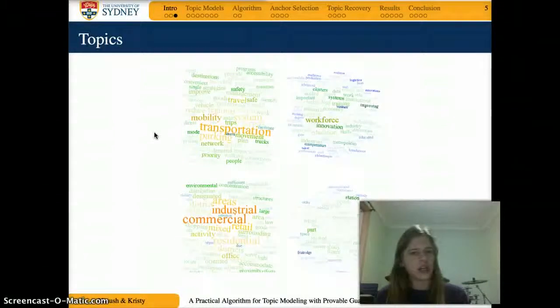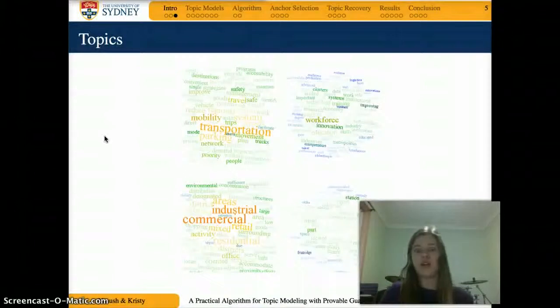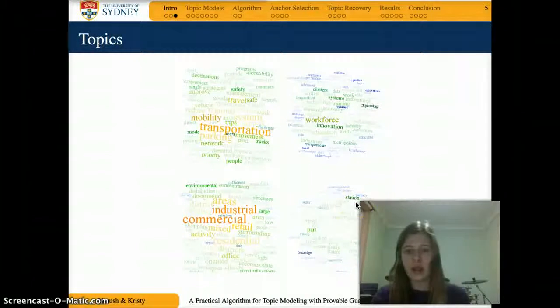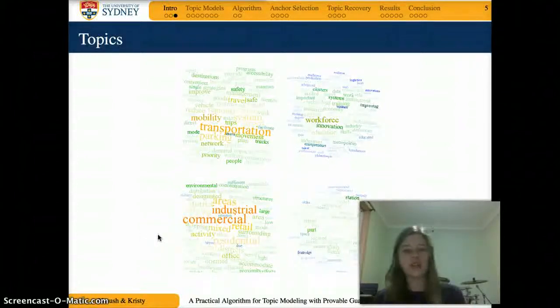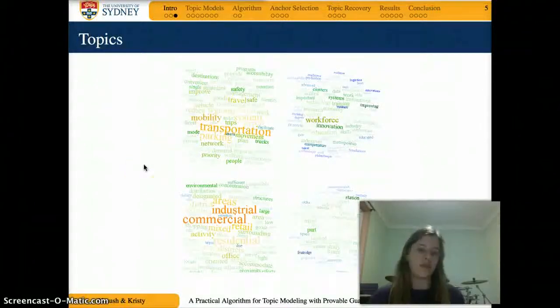Like, are you going to define it as transportation? But then there's going to be a lot of things about trucks and parking and safe travel and accessibility. So just one word doesn't really define a topic all that well, especially since transportation might be useful in another thing here where this is talking about, I don't know, station and that kind of stuff. Or over here we've got a lot of commercial and industrial kind of words and office, but that might link into transportation. And the same with over here, workforce, innovation.